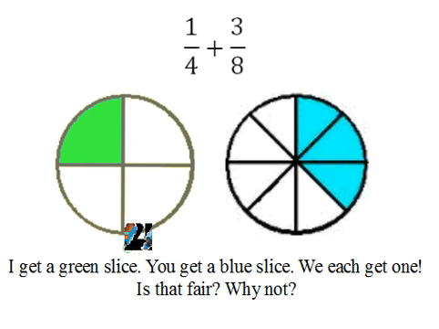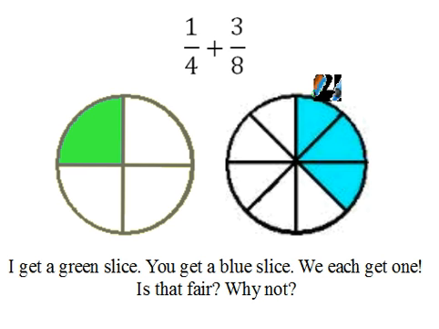Imagine we've got two pizzas, one cut up into fourths, and we've got one slice here like 1/4, and one cut up into 8 slices, so we have 3 of those slices, so we have 3/8. Now let's say we each want a piece of pizza. I'm going to take the green slice, and you get a blue slice, and we should each be happy because we get one, right? Everything's fair. Everything's equal. Is that fair really, though?